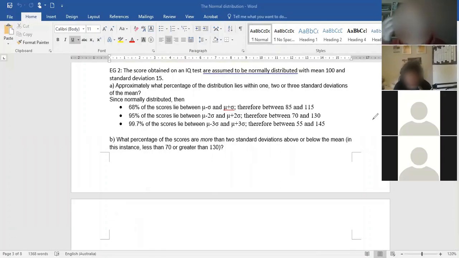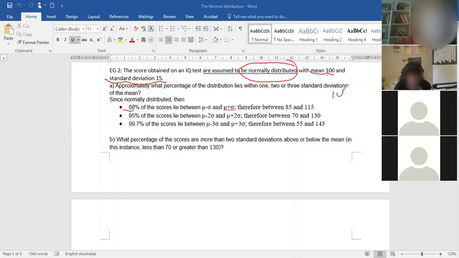It says the score obtained on an IQ test is assumed to be normally distributed with a mean, so highlight these, mean 100, standard deviation of 15. Approximately what percentage of the distribution lies within 1, 2, or 3 standard deviations of the mean? Now it's normally distributed. As soon as you see those words, normally distributed, you are doing 68%. And how do we do that one?